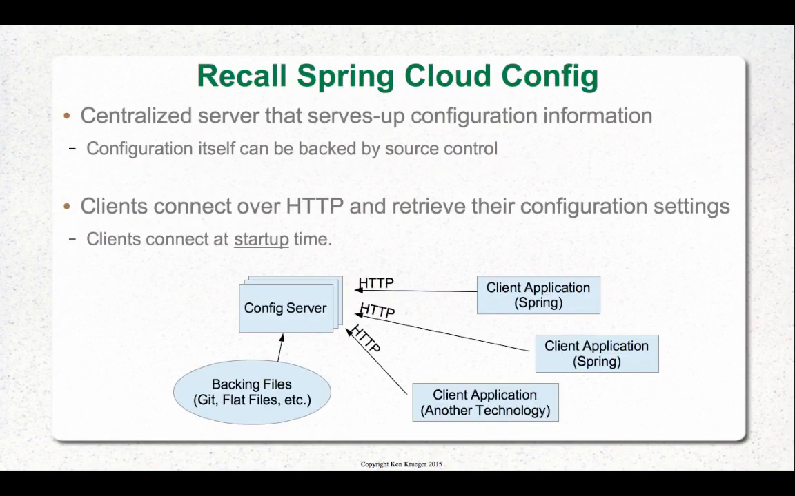Now, a few chapters back, we introduced Spring Cloud Config, and we've been using it in our labs ever since. Remember, it is a centralized server for serving up sets of configuration information. The configuration files themselves can be backed by source control. Spring Cloud clients connect to it automatically over HTTP and retrieve configuration information at startup time. The key thing here is that this connection is done at startup time only.